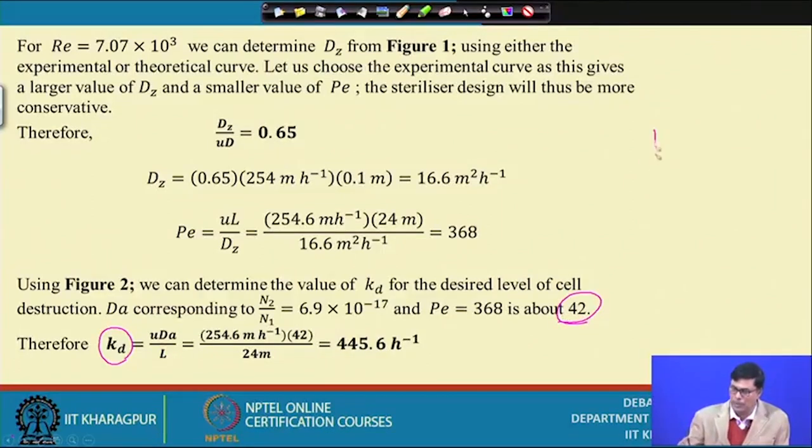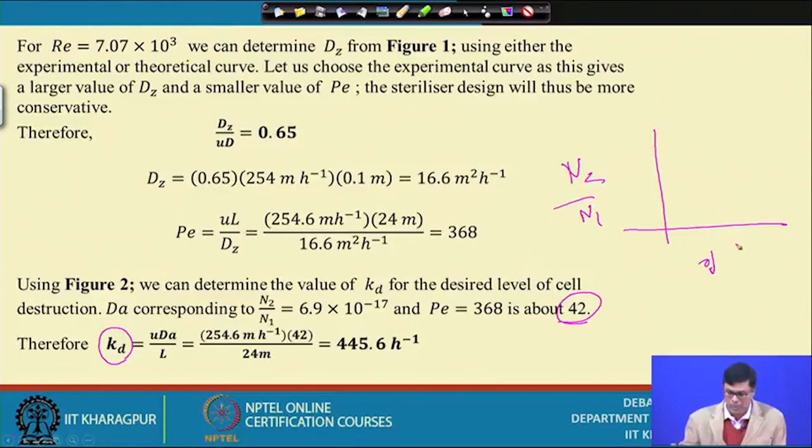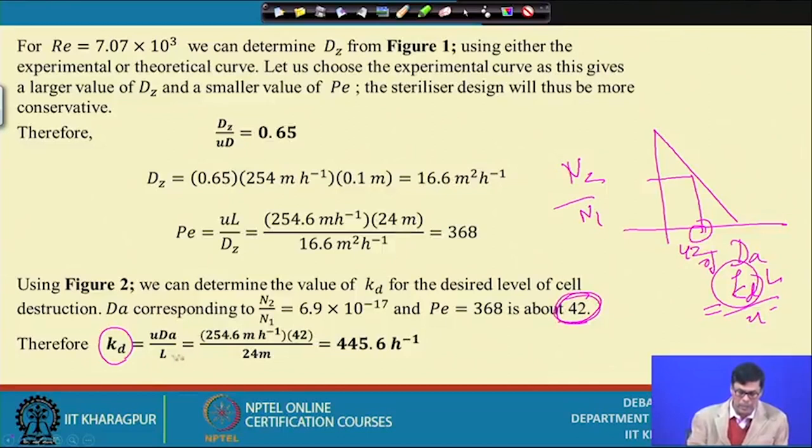This value, that from the plot, what you get, plot N2 by N1 versus the Damkohler number, which is equal to kd L by u, am I right, where kd is the death rate constant. Now, you have this value, so we can easily find out, and this value is coming about 42. If we put this value, we can find out the value of KD. KD is the thermal death rate constant, 445.6 per hour.